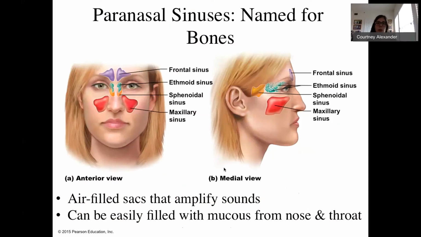In our skull, we have our paranasal sinuses, and they're named for the bones that they're near. So we have a frontal sinus, an ethmoid sinus, a sesamoid sinus, and a maxillary sinus. And these are air-filled sacs that help us amplify sounds, but they can easily be filled with mucus from our nose and throat. And if that happens, that's when we can develop a sinus infection.